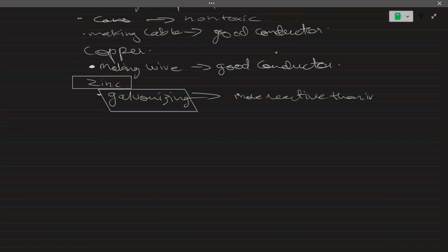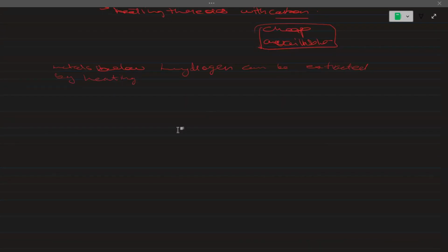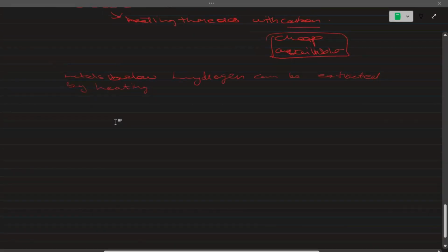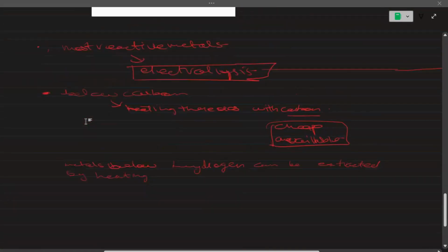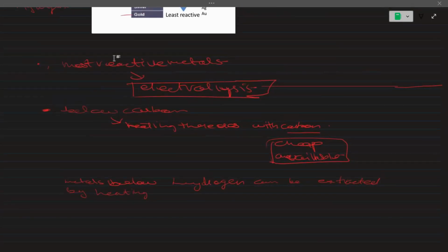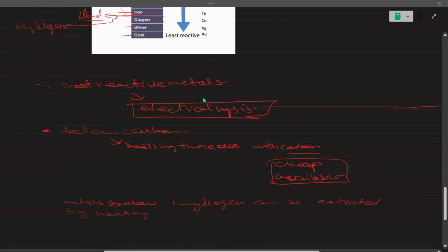If I'm correct, you can observe me please. What is the galvanizing process? Okay, so metals below hydrogen can be extracted by heating. Okay, that's simple. So now we have done this, and now let's do what?